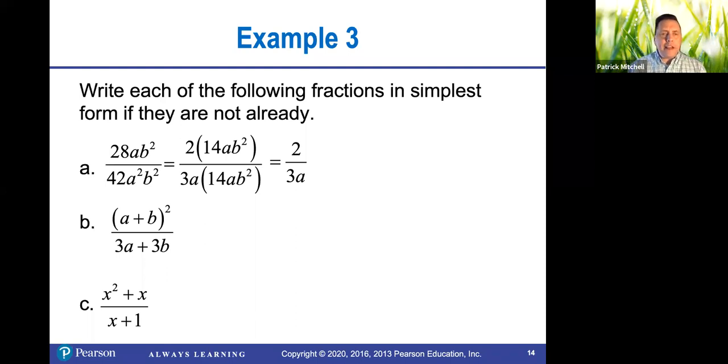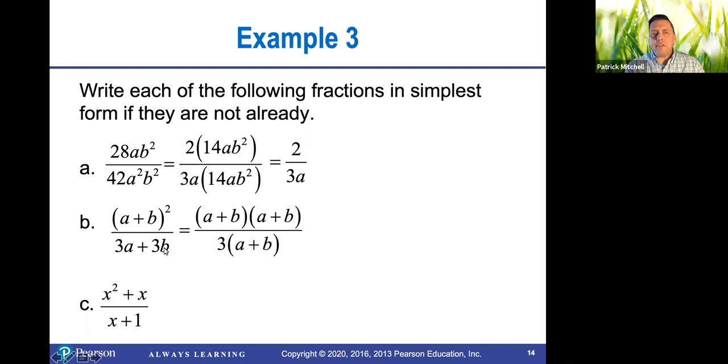Okay, so in the next example, we're going to have to do a little bit of factoring, the kind we talked about. I think that was just in the last section. So, for example, remember that 3a plus 3b can be written as 3 times a plus b by undoing the distributive property. And the meaning of the square of a plus b is a plus b times itself. So a plus b times a plus b. And now I see my common factor is a plus b. So I take that out, and I'm left with a plus b over 3.